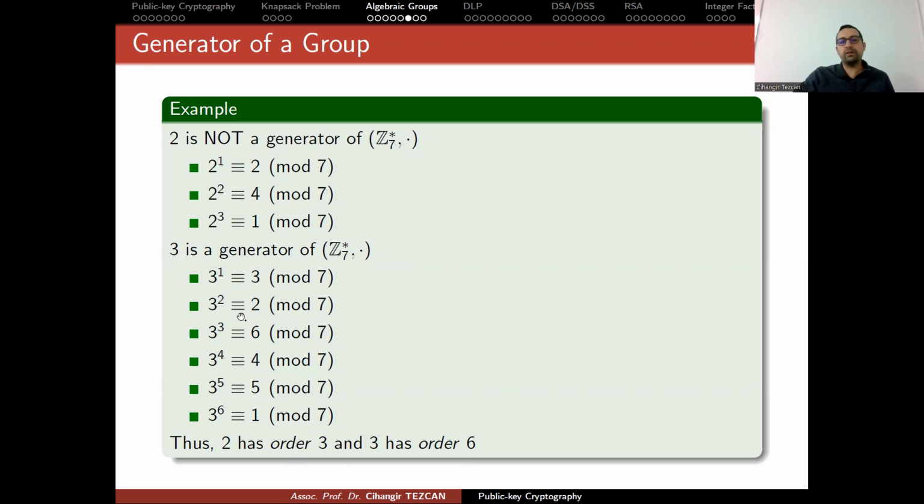So you can also ask a question here. 2 is not a generator, 3 is a generator, but does this mean that 3 is the only generator? The answer is: not always. Maybe 4 or 5 is also a generator. I mean, 4 most probably is not, as we can see from here, but maybe 5 will be a generator. So there can be more than one generator for the same group.